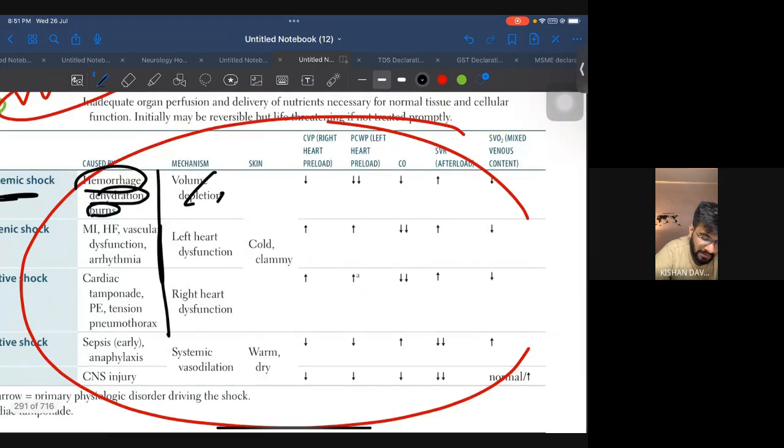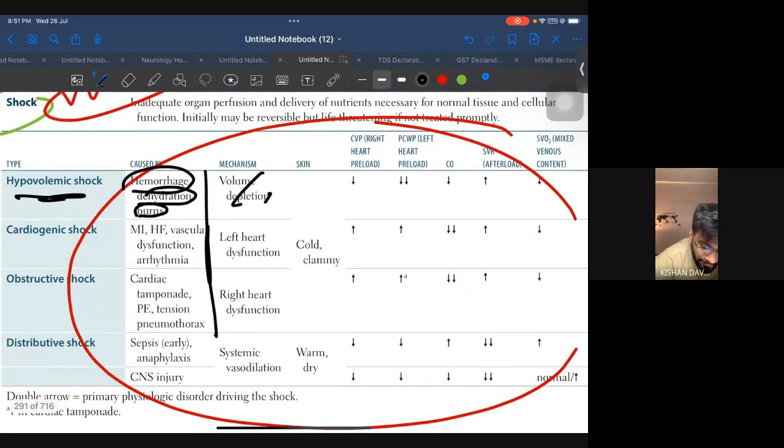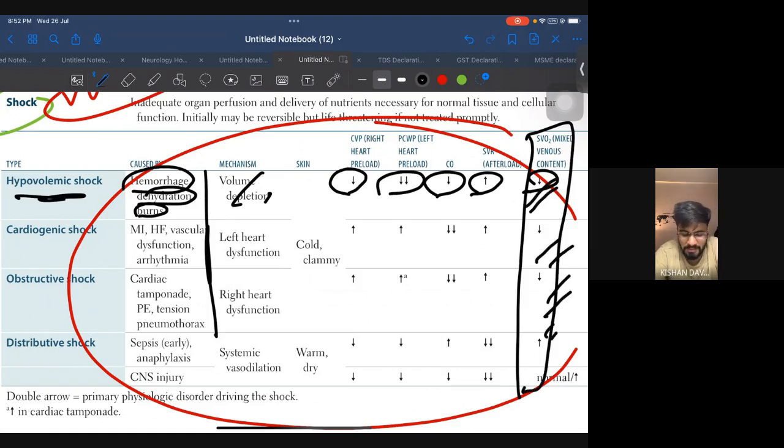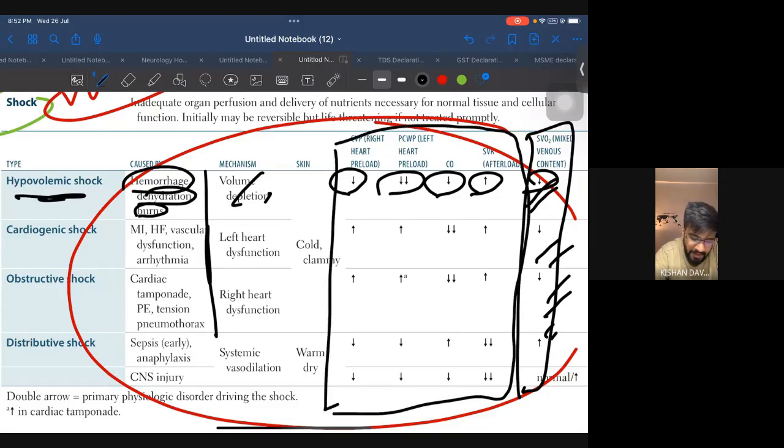So now let's see what happens to CVP and the rest. You have to remember the arrows. CVP means right heart, so this will decrease. PCWP will decrease. CO decrease, SVR increase, SpO2 decrease. SpO2 normally they don't ask, but in UL so many questions are there. So just for the sake of UL, just read this. But all of this you have to remember anyway. These 4 parameters are very very important.